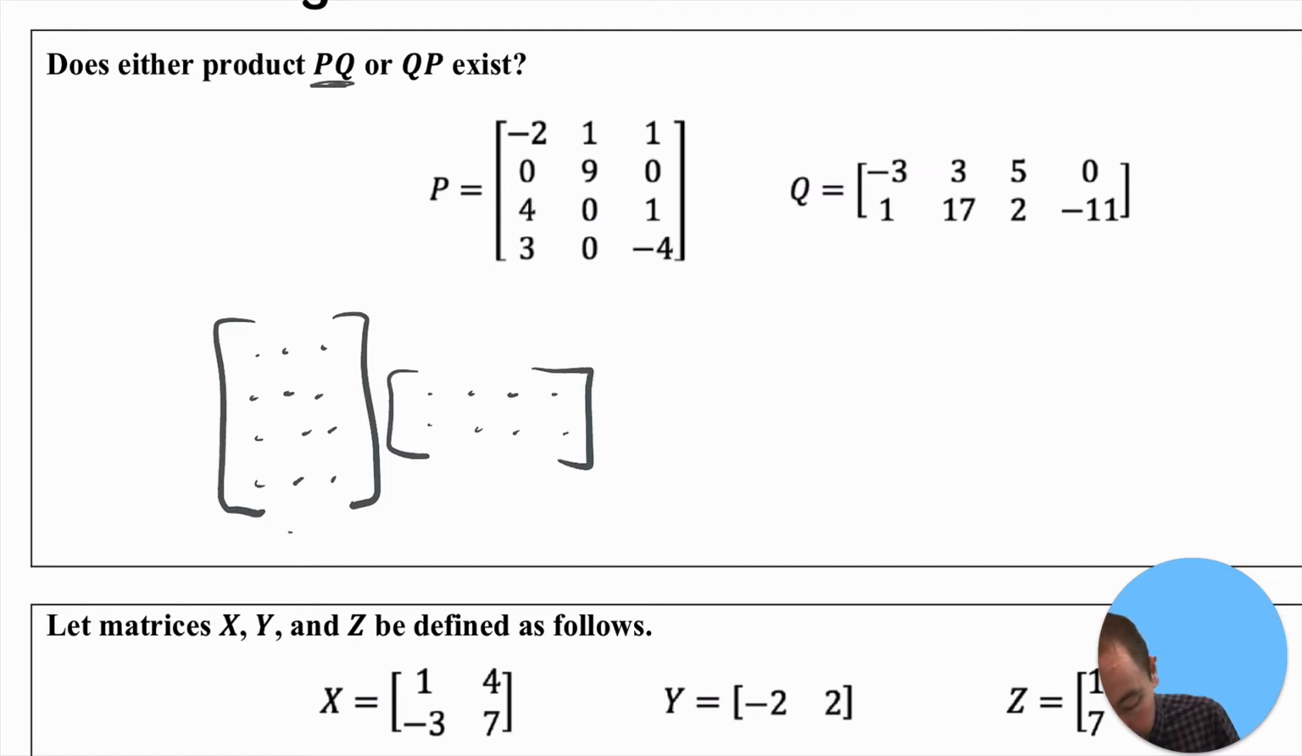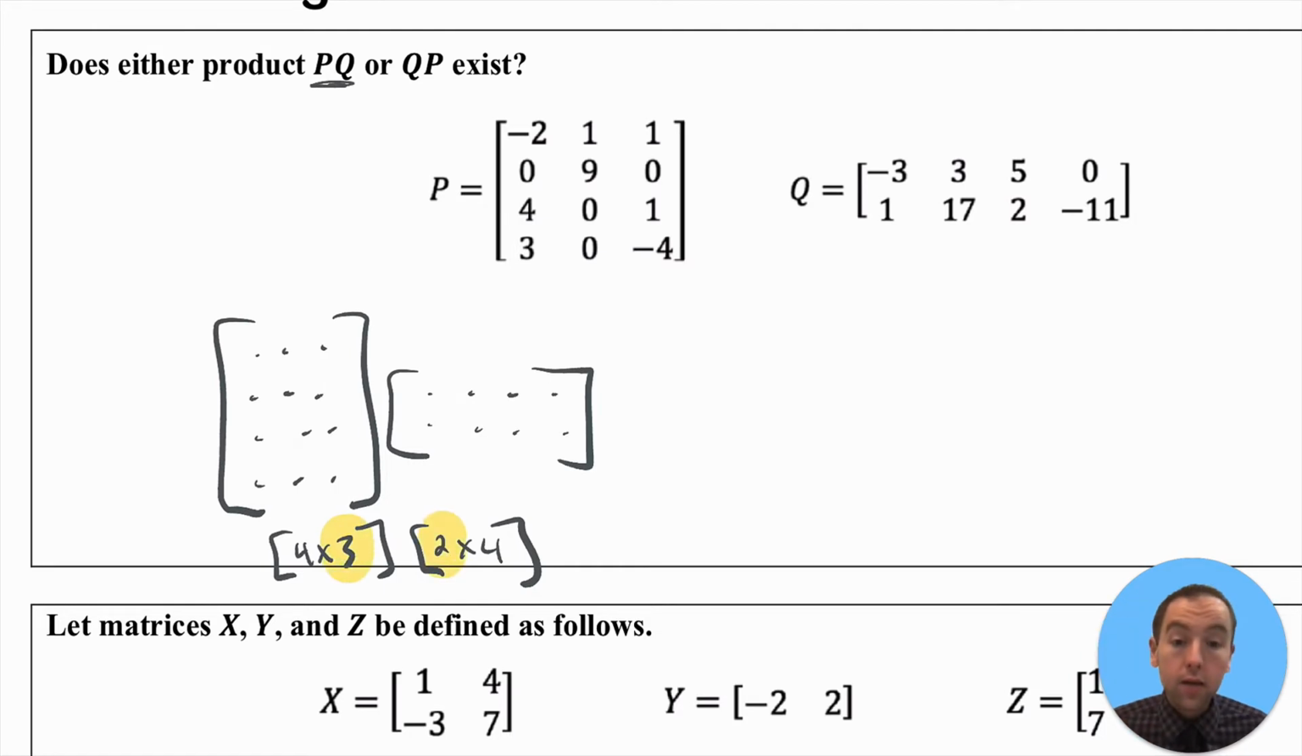So if we take a look at the dimensions of the first matrix, it's got 4 rows and 3 columns. And the second matrix has 2 rows and 4 columns. So the number of columns in the first matrix is not equal to the number of rows in the second matrix, and so we're not actually going to be able to multiply these matrices together.